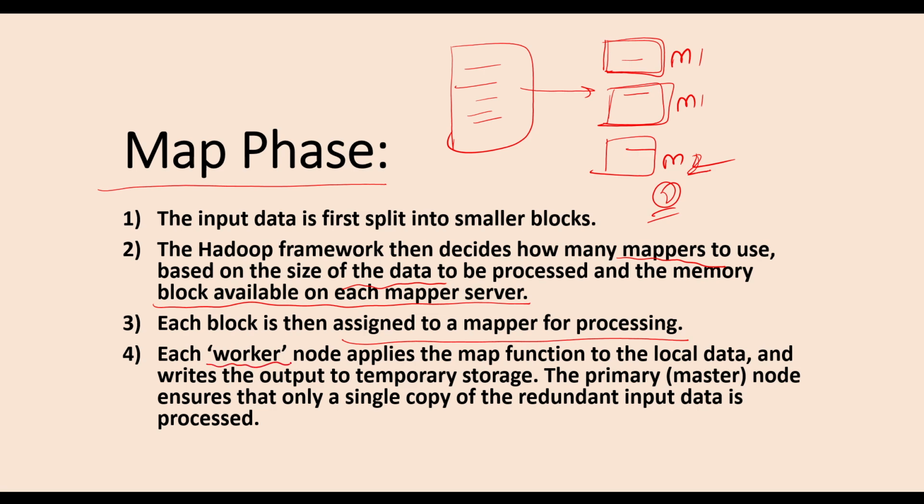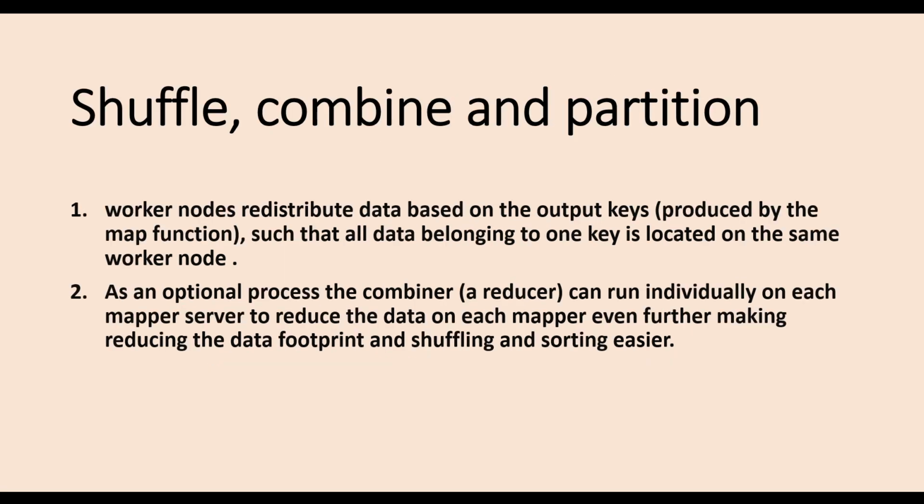Each worker node applies the map function to the local data and writes the output to temporary storage. Each mapper processes your data and writes the output to temporary storage after processing it. Then comes the next stage, that is shuffle, combining and partitioning.